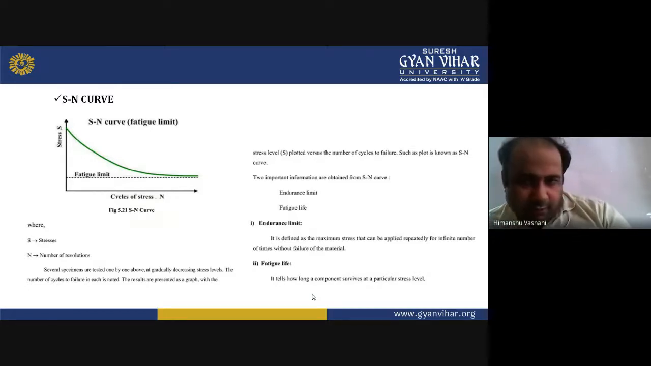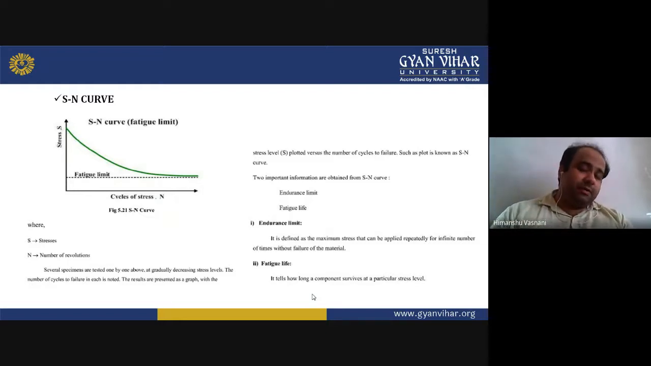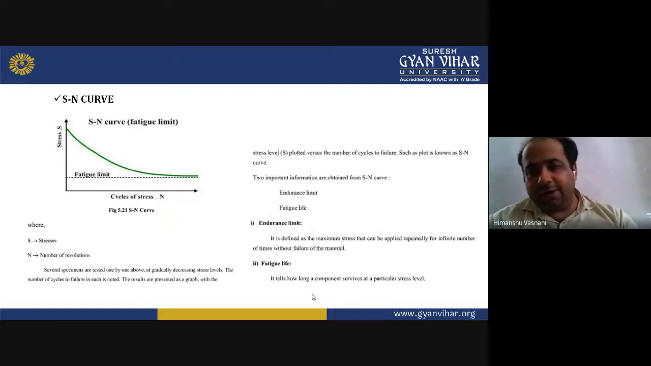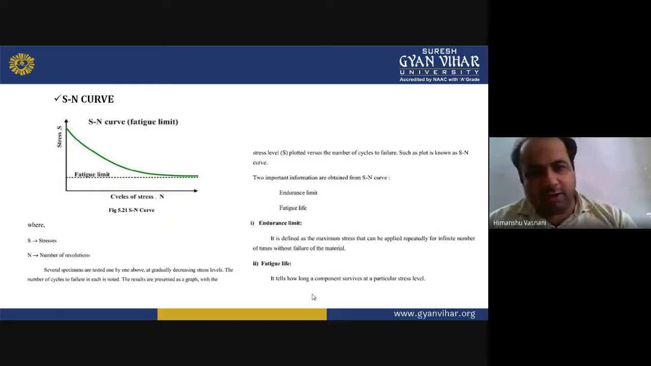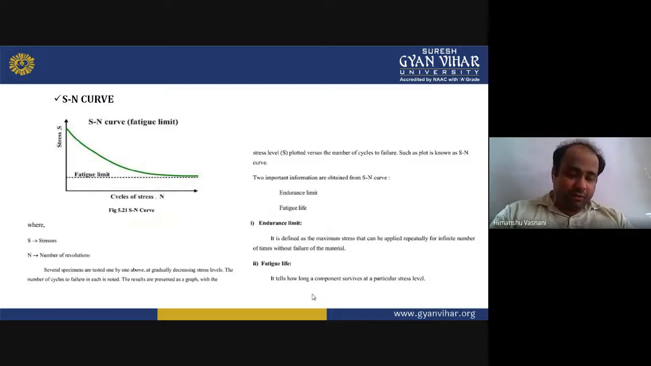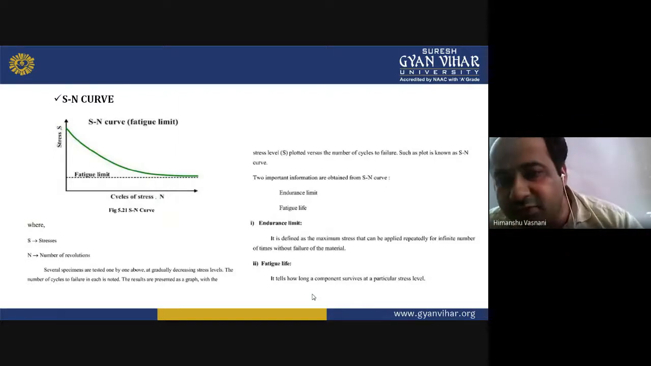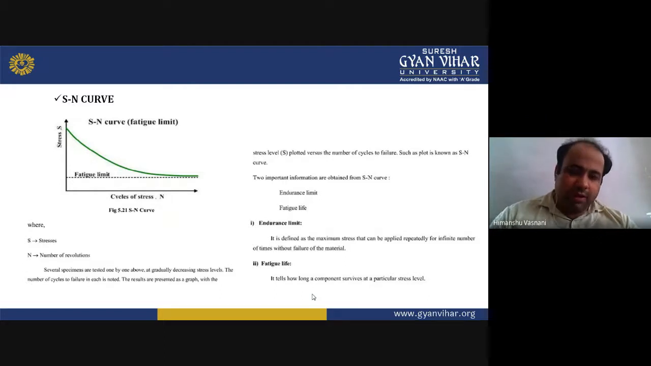Two important pieces of information are obtained from the S-N curve: the endurance limit and the fatigue life. The endurance limit is defined as the maximum stress that can be applied repeatedly for an infinite number of times without failure of the material. And fatigue life tells us how long a component survives at a particular stress level.